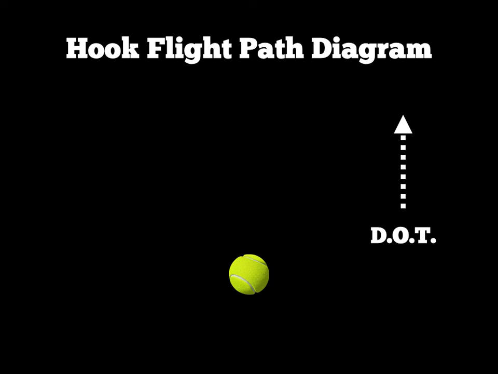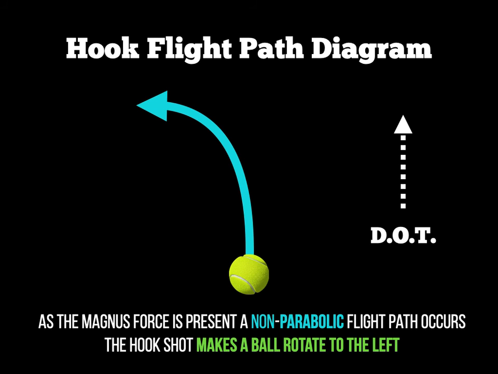Draw your tennis ball, or whatever ball it is, golf ball, direction of travel is going upwards. And so clearly the ball is going to go to the left. So all we need to do is a nice arrow bending to the left. And the statement is that the Magnus Force being present gives you a non-parabolic flight path and it rotates the ball to the left. So that is the flight path diagram for a hook.